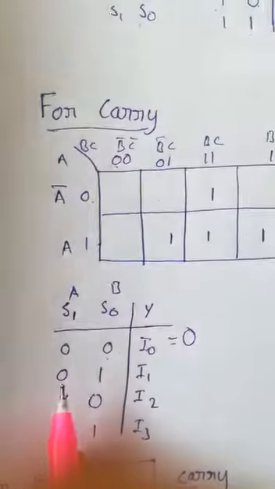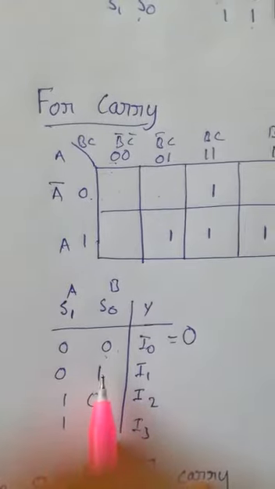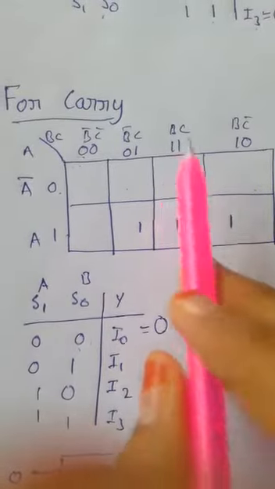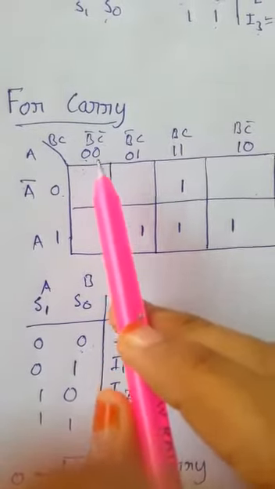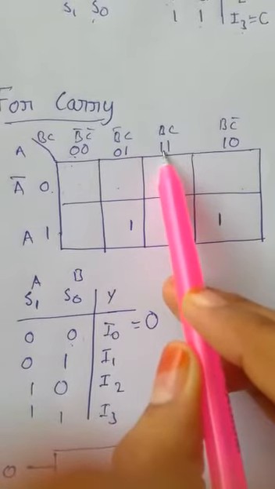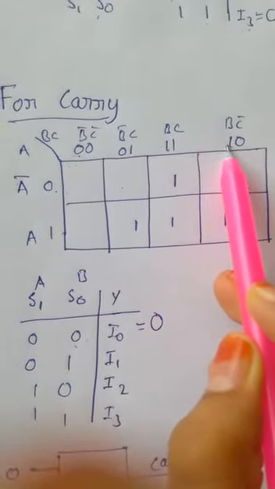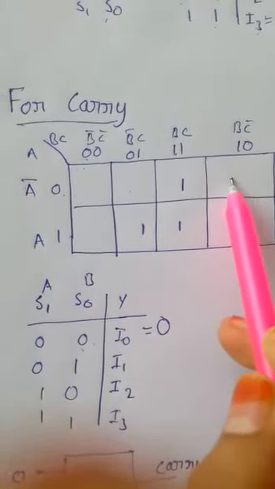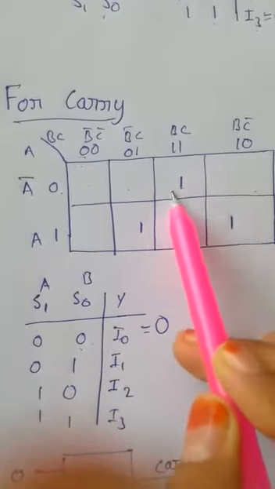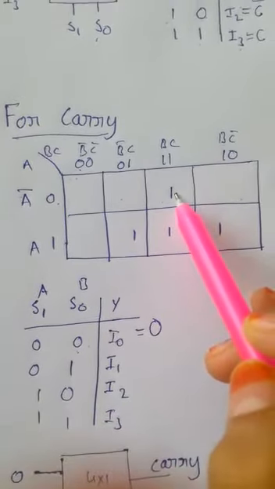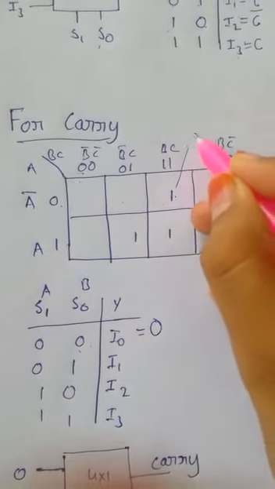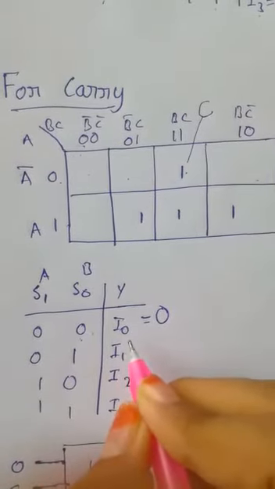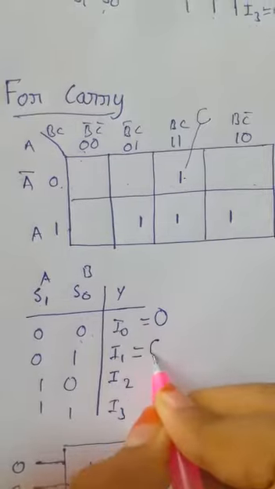And now we are going to select another 2 select lines, that is 0 1. A as 0 means this total box we are going to take, and S0 as 1, that is B as 1. Where we are having B means here we are having B as 1, here we are having B as 1. And we need to take only these 2 boxes. Now we are going to pair these 2. We are having only one element in this, so we will get the answer for this as C. Therefore the output for I1 is C.